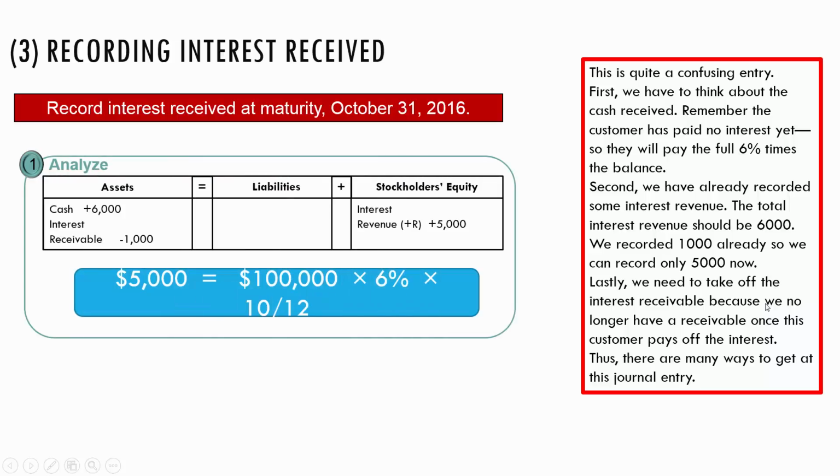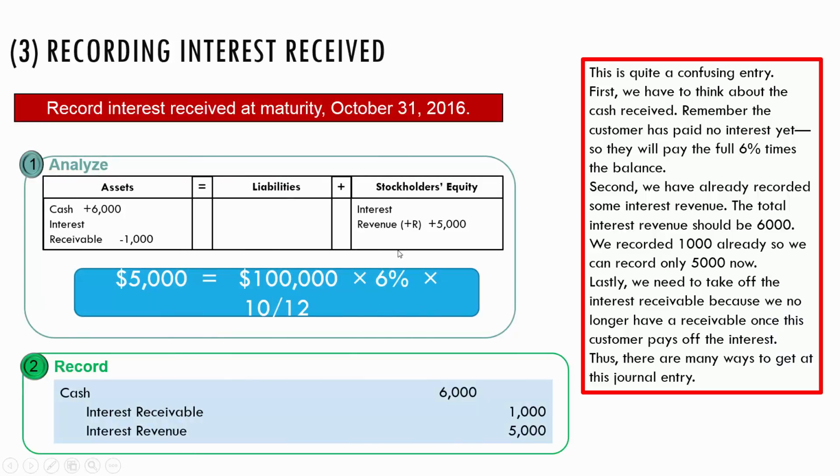So when we record this journal entry, it seems at first a little confusing, but if you keep track of several things going on, it really isn't. First, think about how much cash we will receive when this note matures. It's $6,000. So we know the debit has to be for $6,000. Second, think about the time periods in the timeline. How much revenue have we already recorded? 1,000. How much in total do we need to have? 6,000. Therefore, we need to record an additional interest revenue of 5,000.